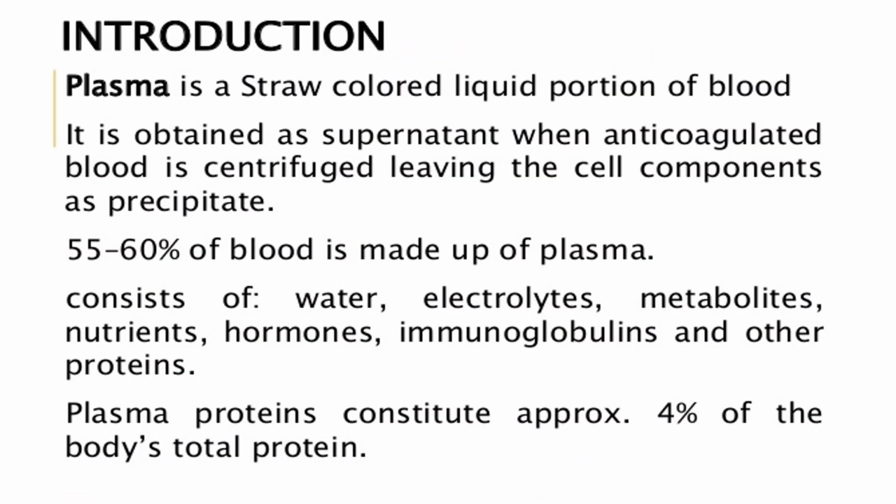So what is plasma? Plasma is the liquid portion of the blood, and it is obtained from the centrifugation of anticoagulated blood, and 55 to 60% of the blood is made up of plasma. Plasma contains water, electrolytes, various metabolites like urea, uric acid, glucose, and it is a means for transportation of nutrients, hormones, immunoglobulins, and other proteins. And plasma proteins constitute approximately 4% of the total body proteins.